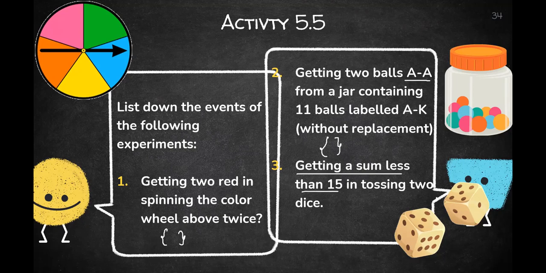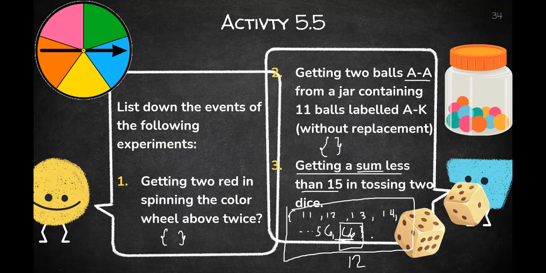Getting a sum less than 15 in tossing two dice. Okay, two dice naman pinalitan ko. So let's try to write it down. We have 1,1; 1,2; 1,3; 1,4; until 6,6. I think ang pinakamalaking combination natin ay itong 6,6. Okay, sum ang gusto kong malaman. So, pag pinag-add ko ba ang 6 and 6, mean 12 ang sagot. Is it less than 15? Yes. So, do you think I will list all of these? Yes, you will list down all of these because all of these will have a sum less than 15. Itong dalawang 6, 12 lang ang sagot. So, definitely the ones lower than 6,6 will get a lower sum as well. Okay?